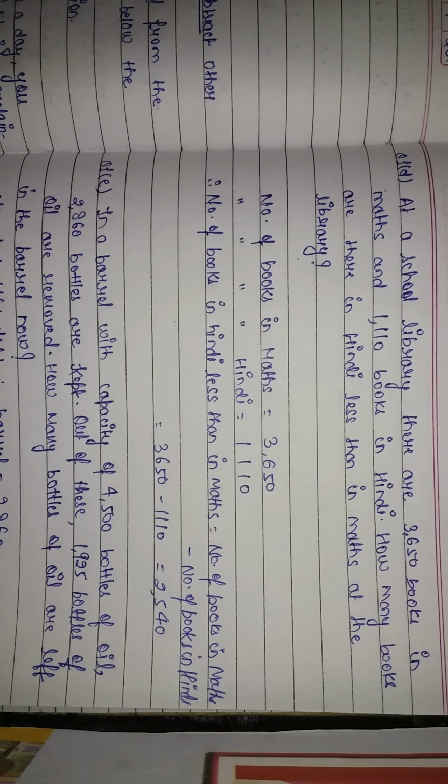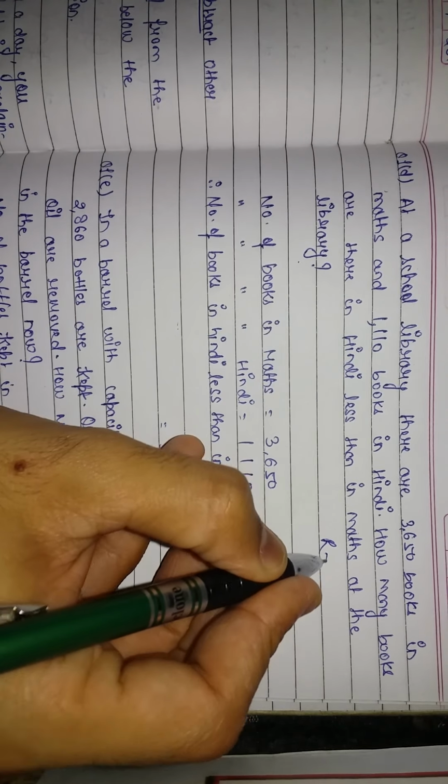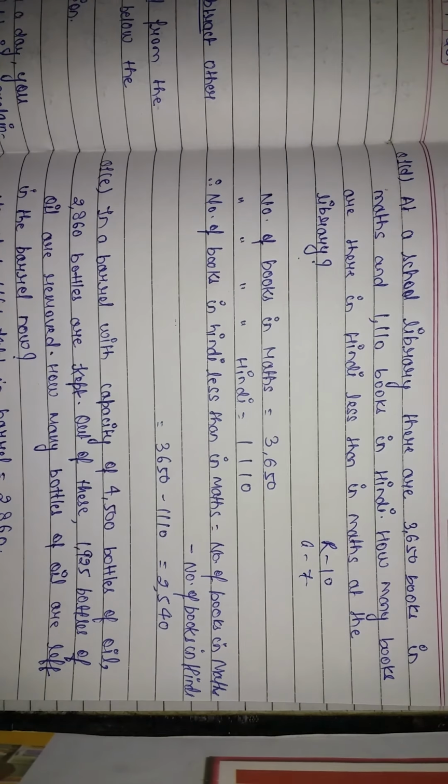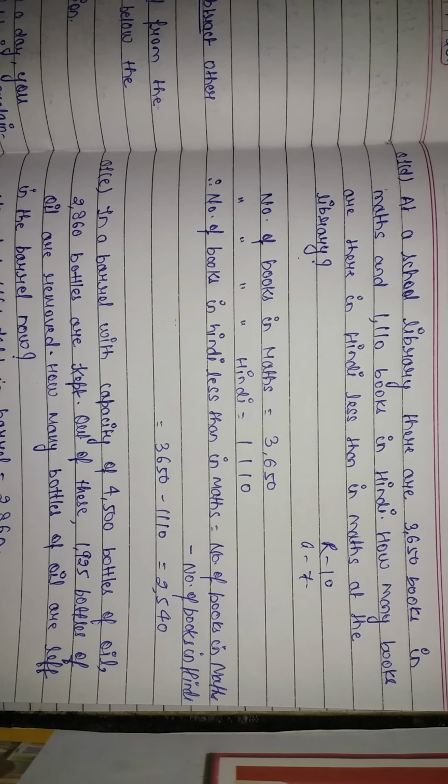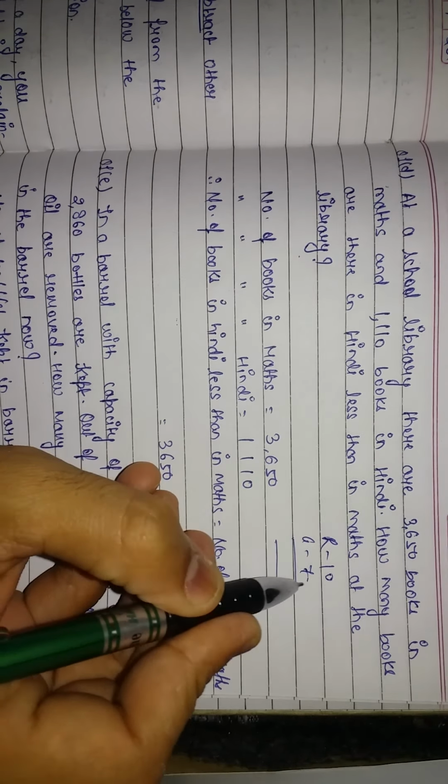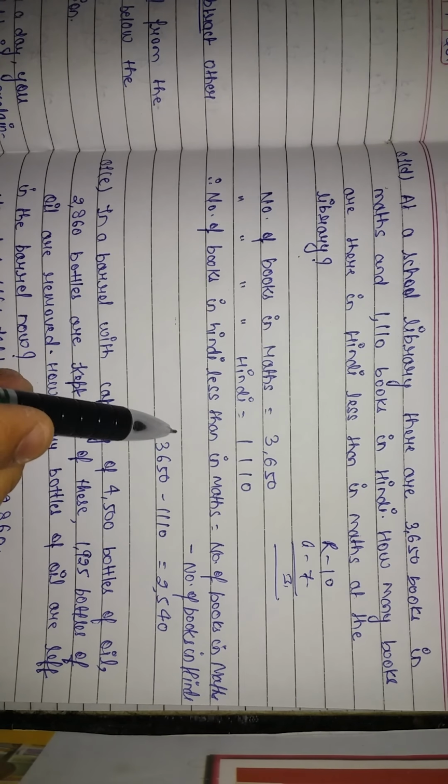So suppose you are having two types of pen, red pen and green pen. The number of red pen is 10 and the number of green pen is 7. Here red pen is 10 and green pen is 7. Now, how many pens are there in green ink less than the pens in red ink? Means green pen red pen से कितने कम है? So what you will do? Definitely you will do the subtraction, that is 10 minus 7 is 3. Same thing you have to do here.